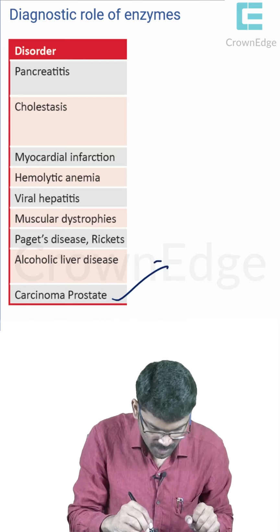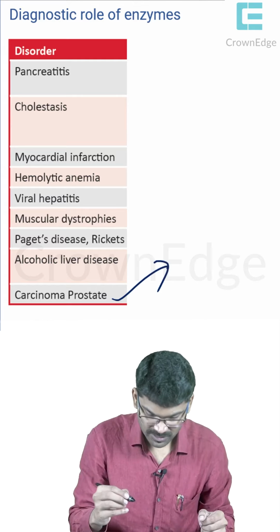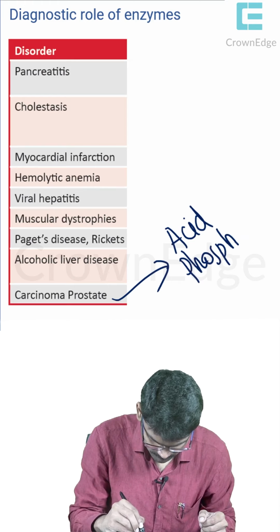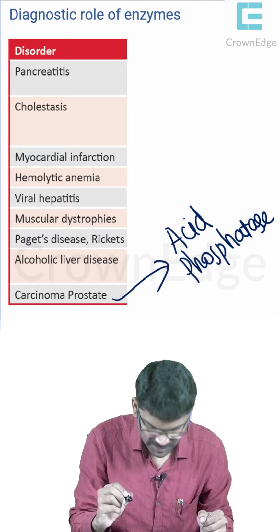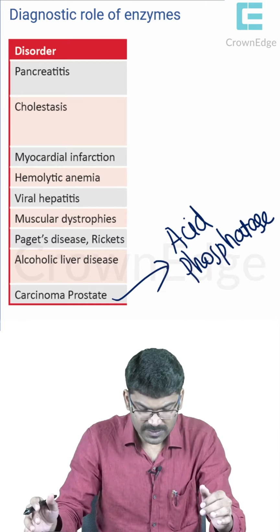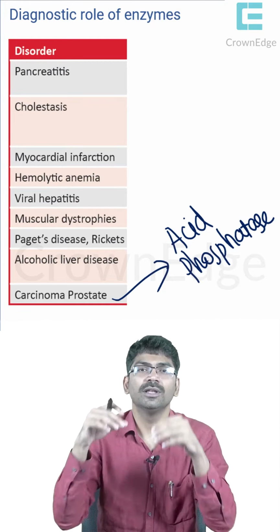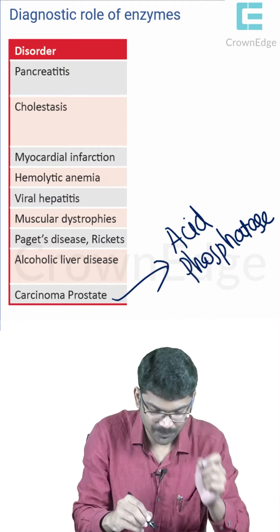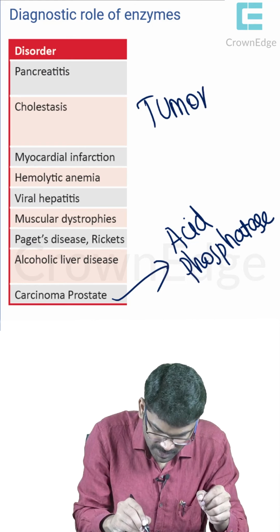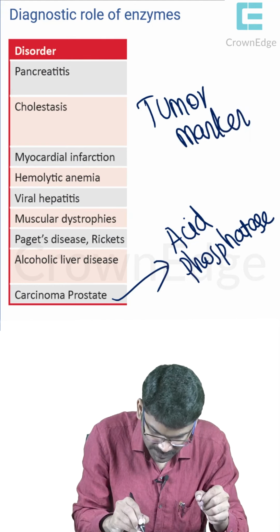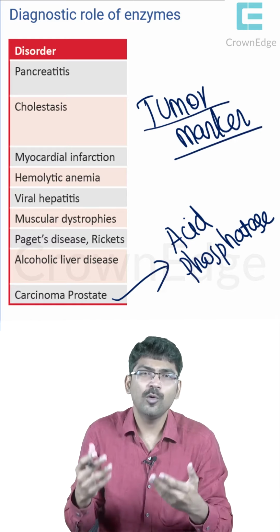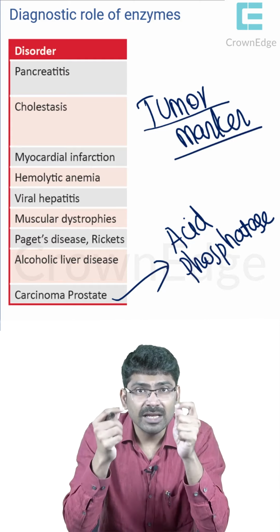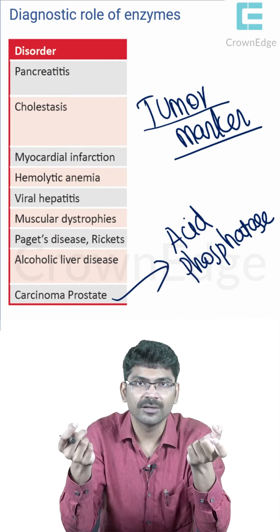In carcinoma of prostate, which enzyme will be high? It will be acid phosphatase. Right? So this is a tumor marker. In this class we are learning a lot of new terms. So what is a tumor marker? A tumor marker is a protein, enzyme, hormone, receptor or oncofetal protein which indicates the presence of a tumor, right?